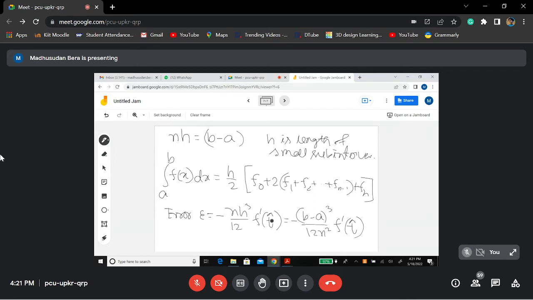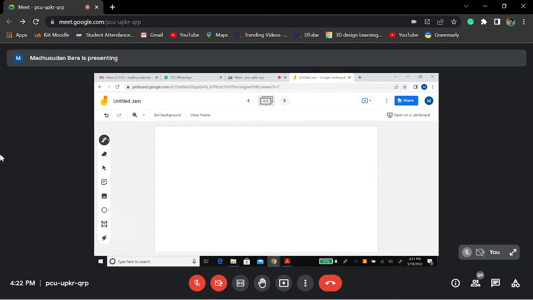Okay, now one question we will do. Suppose we have to integrate 0 to 1, 1 by 1 plus x square dx, dividing into 4 subintervals by trapezoidal rule.